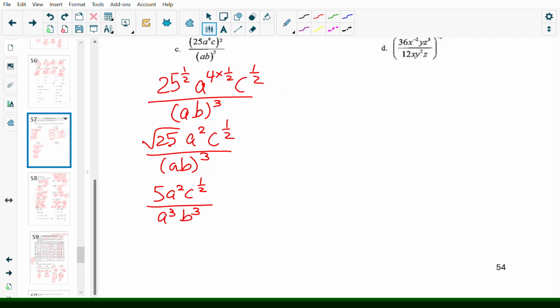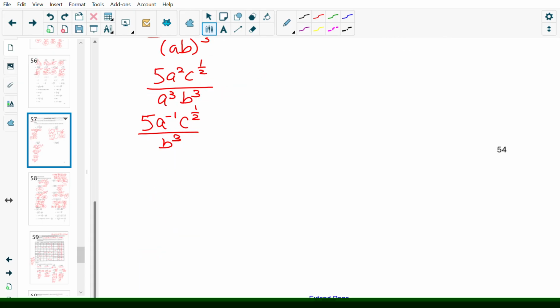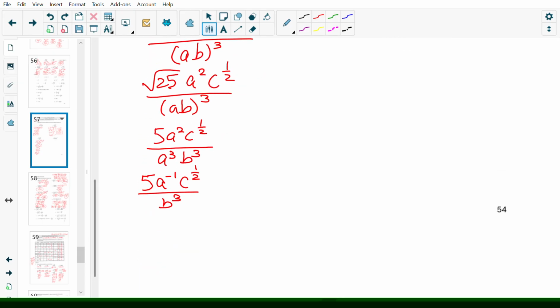Okay, let's do some quotient law. That's 5A to the 2 minus 3, that's negative 1, C to the 1/2 divided by B cubed. Well, we don't want to leave negative exponents, so I'm going to take the reciprocal of A to the negative 1, which means I flip it to the bottom. That's 5C to the 1/2 divided by AB cubed.